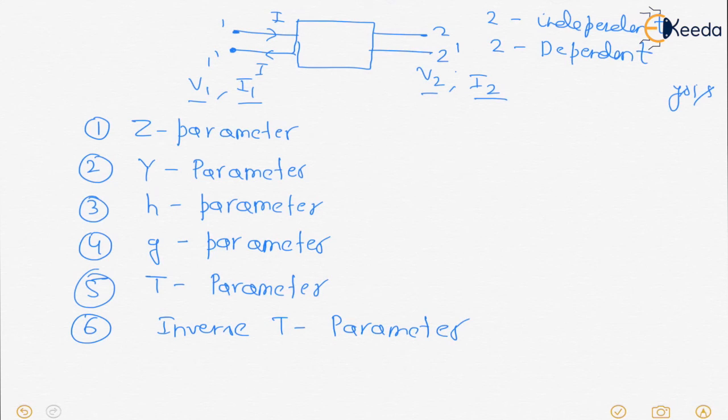So in the next lectures, we are going to discuss Z parameter, Y parameter, H parameter, G parameter, T parameter and inverse T parameter in detail. So here it is all about the introduction of two-port network.